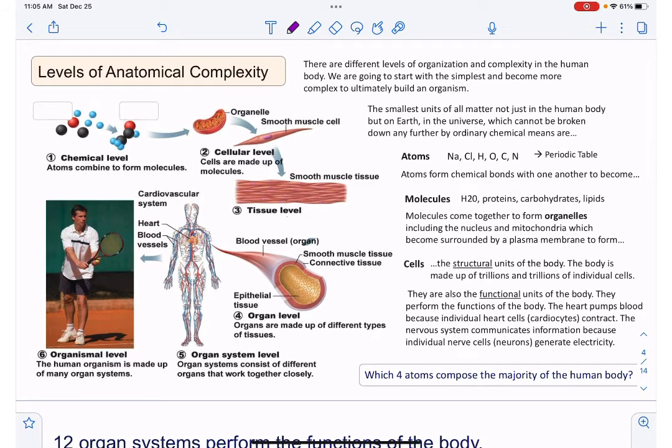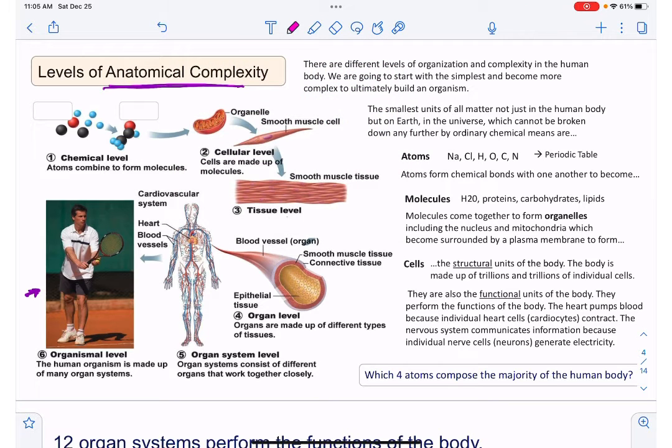Another important principle with regards to anatomy and physiology is the levels of anatomical complexity, the levels of biological complexity. The idea is that here we have an organism, but this organism is built on different layers of structure. We have simple layers of structure, and you build on top of those to create a more complex structure to ultimately create an organism. So let's go through those levels of complexity, those levels of structure.